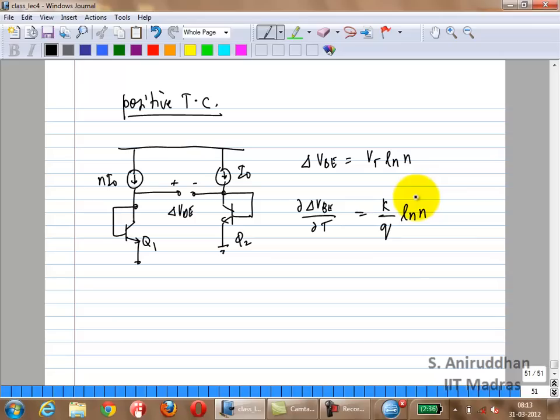So now what we'll do is we'll start off cancelling the temperature coefficient at room temperature. Okay, so let's first do that, find out the conditions for that. This is your bandgap itself. Remember, you're going to make it as alpha 1 VBE. This is your negative temperature coefficient.